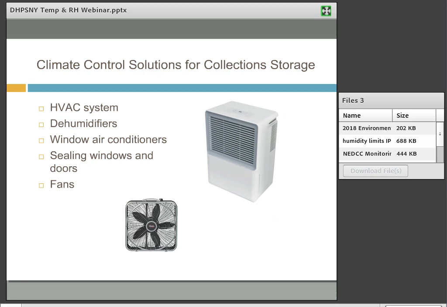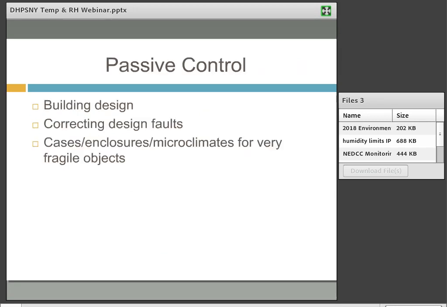So there are several climate control solutions for collection storage, which I'll just touch on briefly. Obviously, the most common is a central HVAC system, which is great if you have that. There are also standalone dehumidifiers and window air conditioners that can be used as supplementary climate control devices. Fans can help to improve airflow in spaces, just the fans that you can get at Walmart, CVS, whatever. But even something as simple as sealing windows with film and keeping doors shut can actually help to control that climate. Every little bit helps.